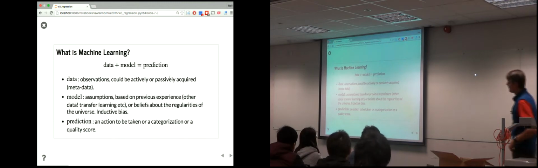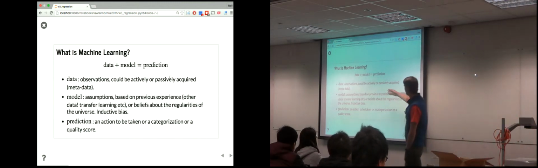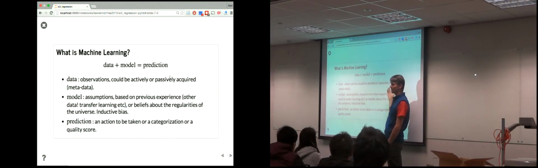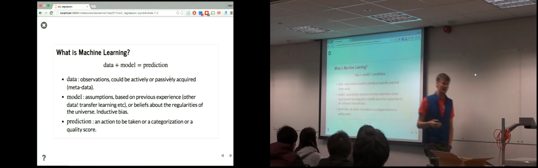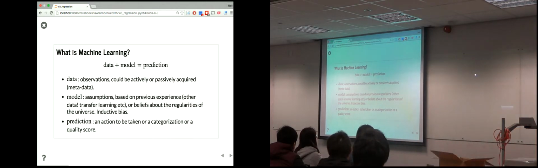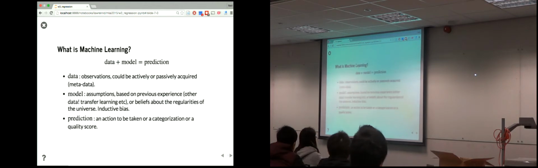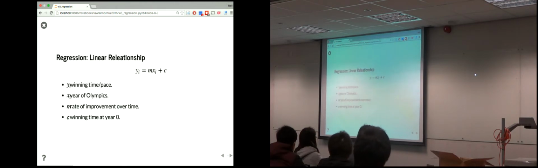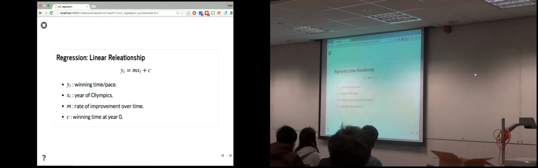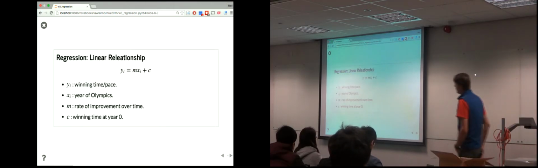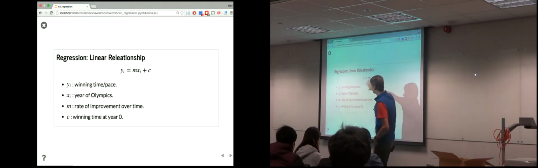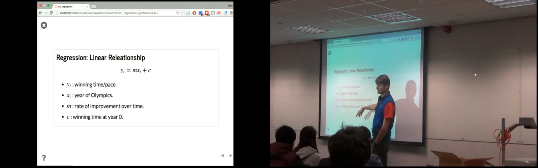Let's go back to what we're trying to do. We're trying to take this data we've got and make a prediction about what's going to happen in the future. We want to know what, say, in 2016 in Rio, the marathon time is going to be. So we make a prediction from a model, and what we've been looking at is a linear model of this form.